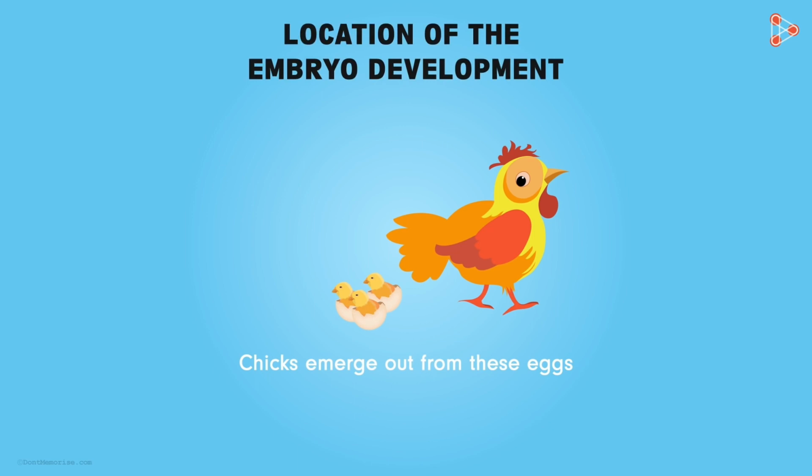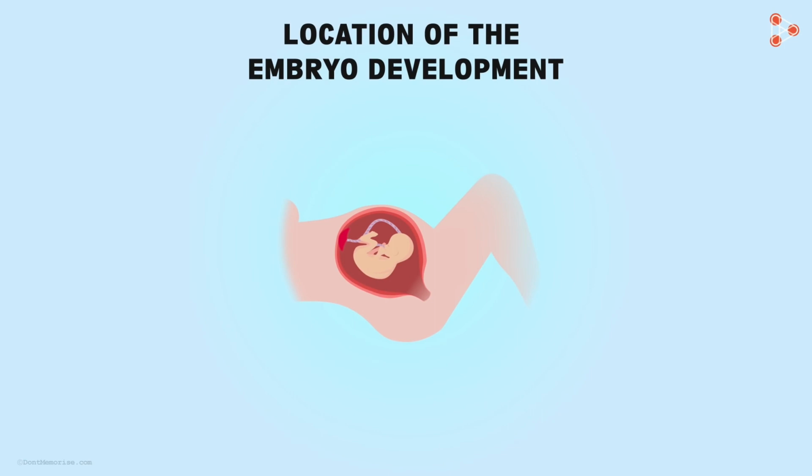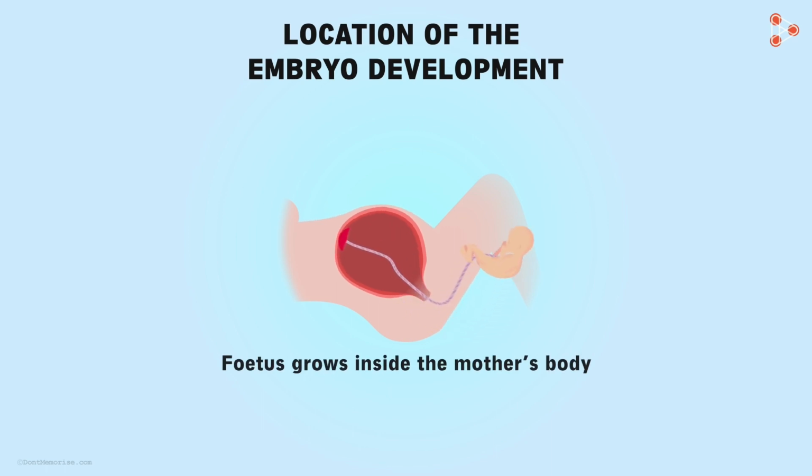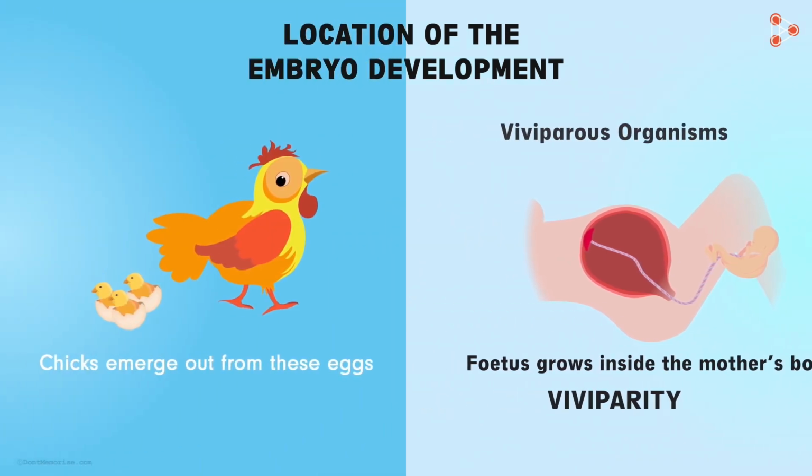It's simple. The first type is as we have seen in the case of humans. The fetus grows inside the mother's body. It results in the mother giving rise to the young one. Such a type is called viviparity, and these organisms will be called viviparous. On the other hand, the case of the hen is an example of oviparity, and the organisms exhibiting it are called oviparous. Well, this was about the process of embryogenesis, the development of embryos.